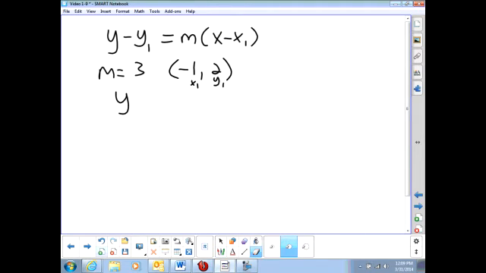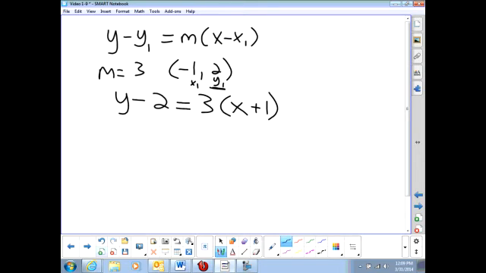Oops, sorry, not y equals, y minus the 2, because this was our y1, equals our slope of 3 times x minus our x value. Well, minus the negative 1 will really become a plus 1. And you can leave your equation of the line just like that. This is point-slope form. If you want to, you could distribute the 3 and add over the 2 to get it in slope-intercept form, or y equals mx plus b, but you do not have to do that.